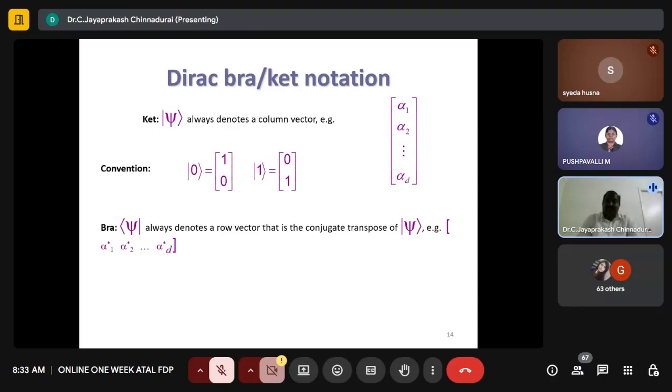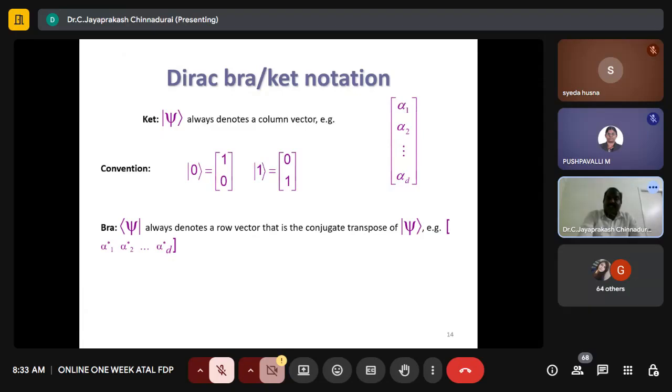That is alpha of 1, alpha of 2, alpha of 3 up to alpha of d. So ket of psi is represented in the column format, bra of psi is represented in the row format. So this is important notation we have to understand.